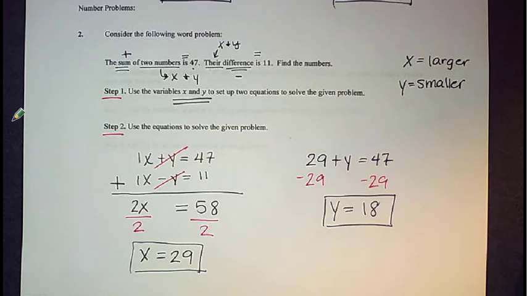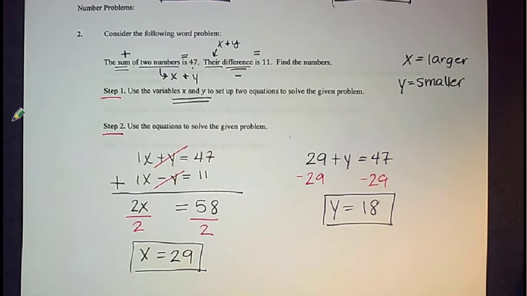Now the biggest thing you have to remember when you're doing your homework for this particular section is to pay attention, because you do need to put these in their labeled boxes. So there'll be a box labeled large, there'll be a box labeled small, so put 29 in my large box, 18 in my small box.